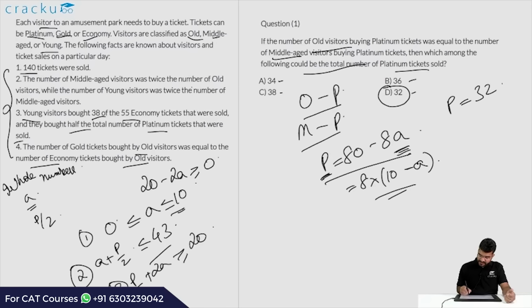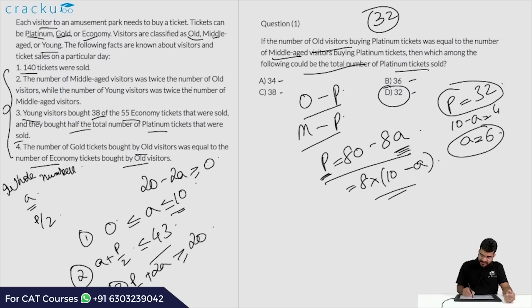In which case, if you solve, 10 minus A will be equal to 4, or A will be equal to 6, which is also an integer. You can manually substitute other values and easily figure out that A will not be a whole number in the other options. So the answer in this case is 32. Let us go to the next question.